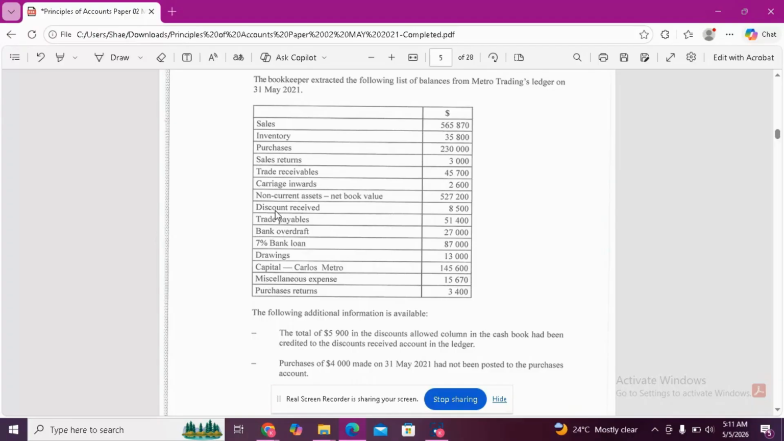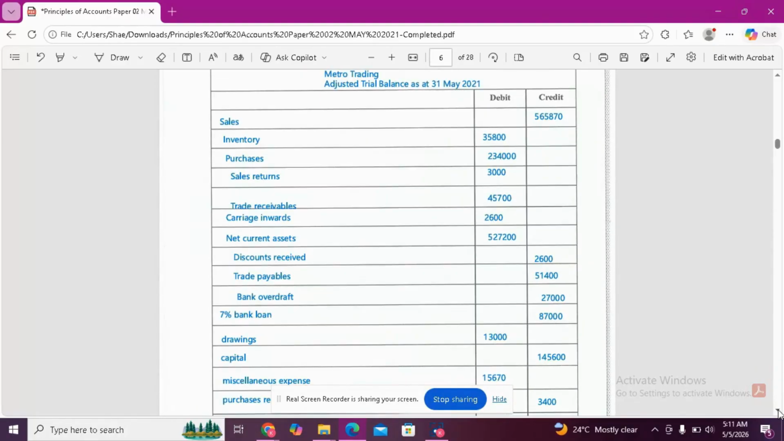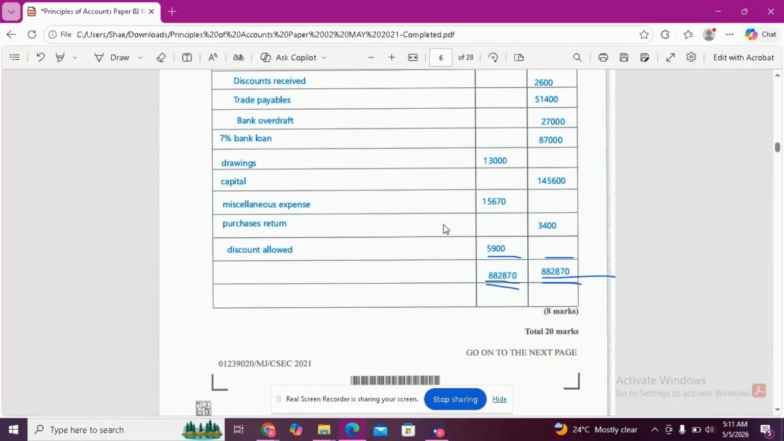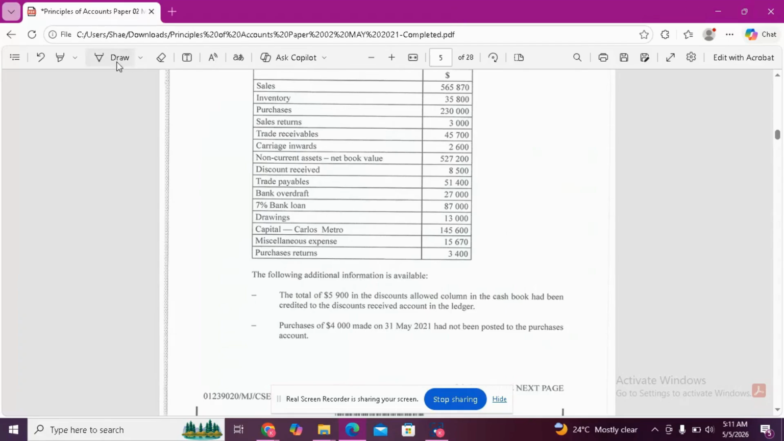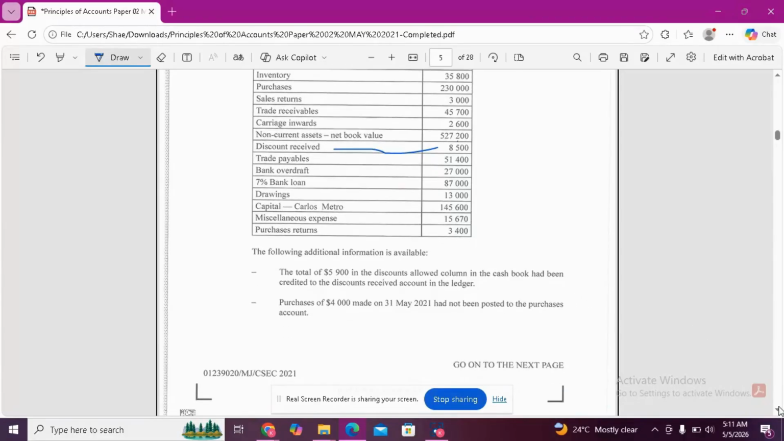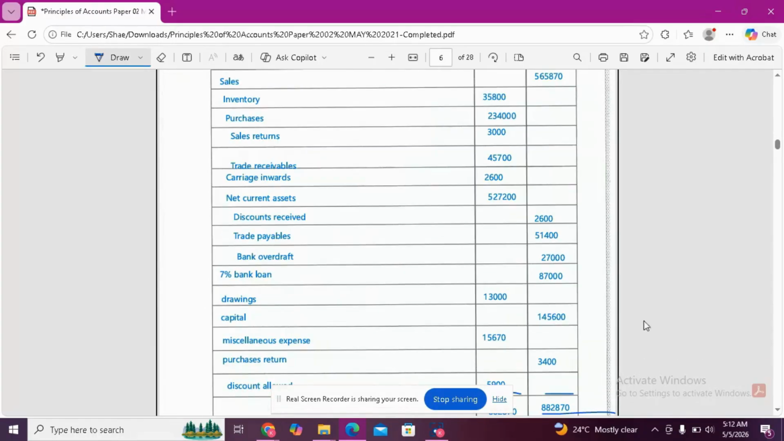Now, if you look in this table, there is no discount allowed whatsoever. So you need to put it in your trial balance. So you're going to create an account for discount allowed, which I did here, and you need to put the 5,900. Now you need to also subtract the 5,900 from this 8,500, which is for discount received, because we're saying that too much money was in discount received. In fact, some of it should have been in discount allowed. So 8,500 minus the 5,900 gives us 2,600. And that's what you see in the trial balance here.